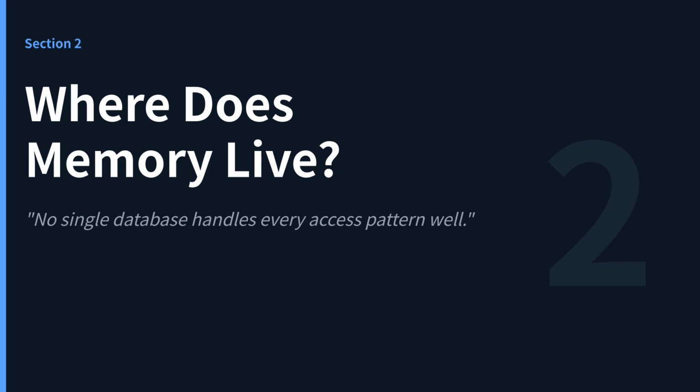Now, knowing what types of memory exist is one thing, but where do you actually store all of this data? This is where database architecture comes in. Modern agents use 3 main types of storage, and each one has a very different strength.